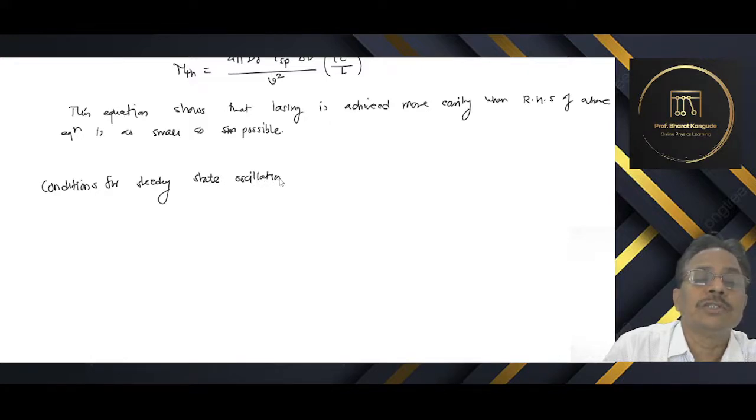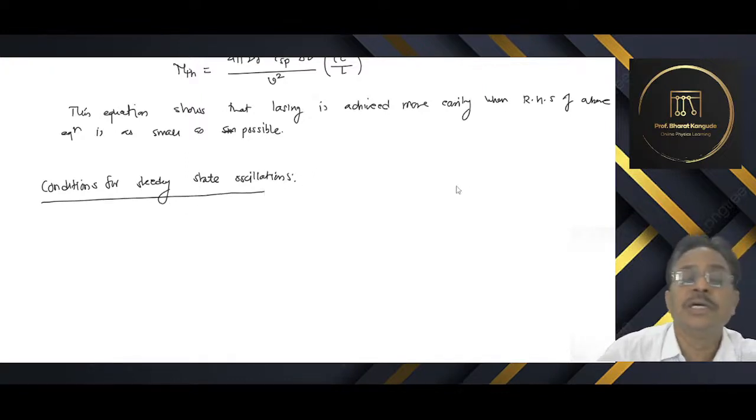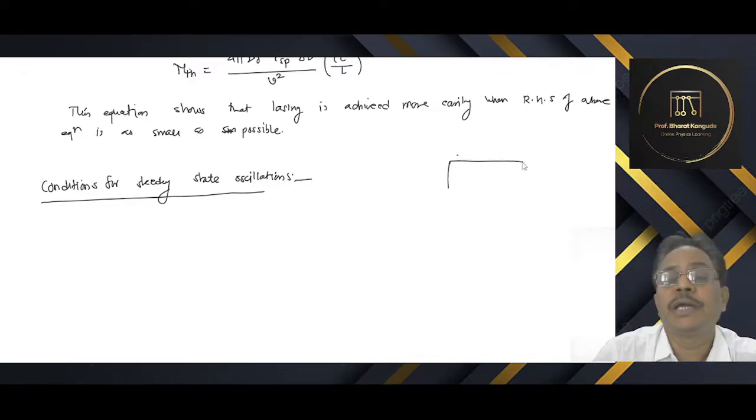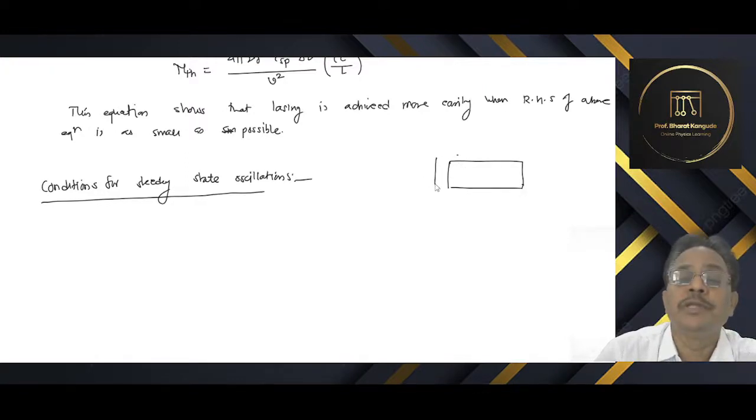So once these oscillations are generated, they should last for as long as possible. For that, I'll draw one simple diagram. This is my cavity where we have this type of material. There is one mirror here, M1, which is completely reflective, non-transparent, 100% reflective. On that side I have another mirror, M2, which is partly reflective and partly transmitting. This is called an optical oscillator.